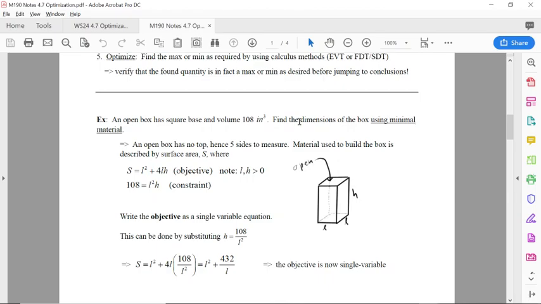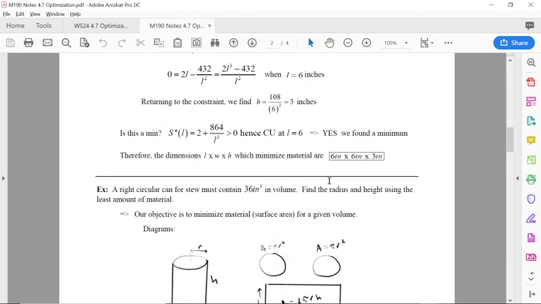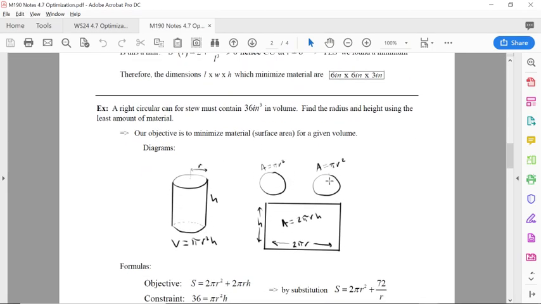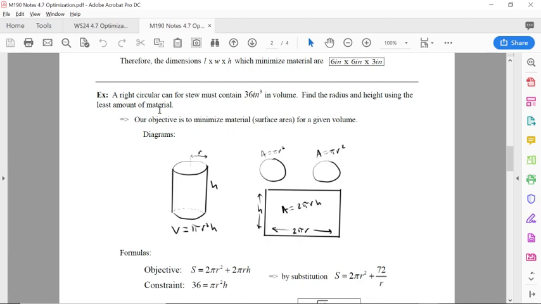Are we being asked to report what the input variable values are? And that's what we were asked in this case: what was the length, the width, and the height? Or are we being asked to report what the output would be from the objective? And that can vary by exercise. So here's a very similar exercise, but also a little bit different.